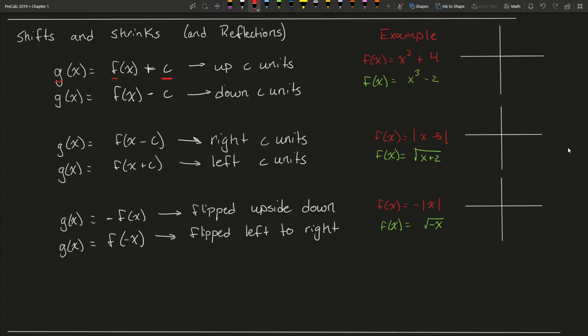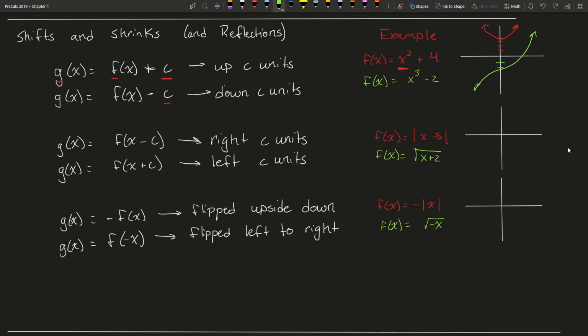So for example, if we have f of x is equal to x squared plus 4, that is just the parent function x squared shifted up 4 units. So it'll just look kind of like that. If we have the function g of x, which is just one of our parent functions minus some number, we go down that number of units. So for example, again, if we have f of x is equal to x cubed minus 2, our parent function is still going to look the same, it's just shifted down 2 units. So it'll look something like this.